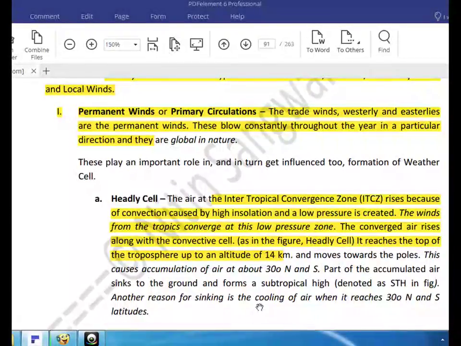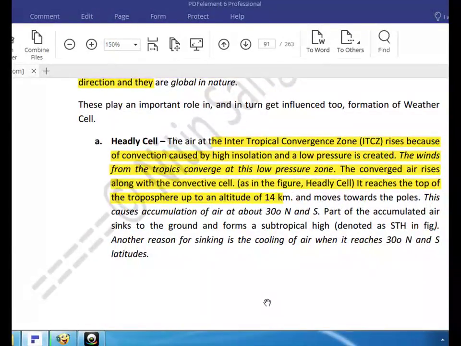A. Hadley cell. The air at the intertropical convergence zone, ITCZ, rises because of convection caused by high insolation, and a low pressure is created. The winds from the tropics converge at this low pressure zone. The converged air rises along with the convective cell. As in the figure, Hadley cell, it reaches the top of the troposphere up to an altitude of 14 kilometers and moves towards the poles.